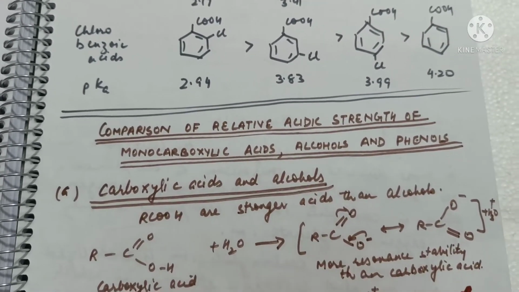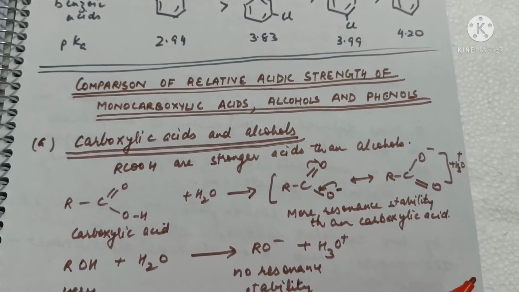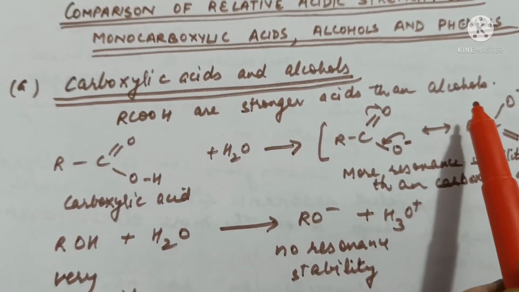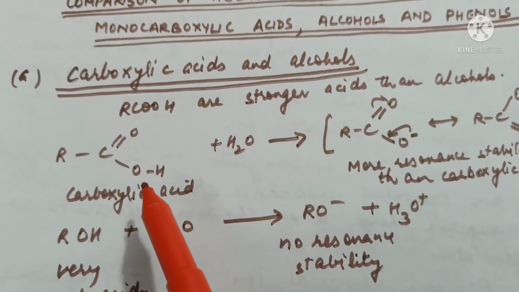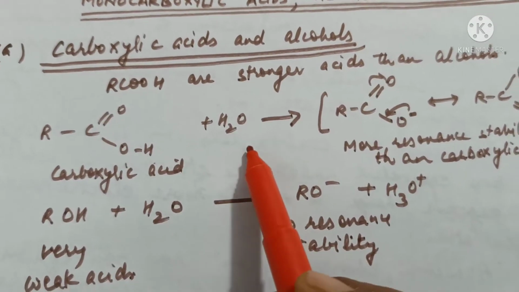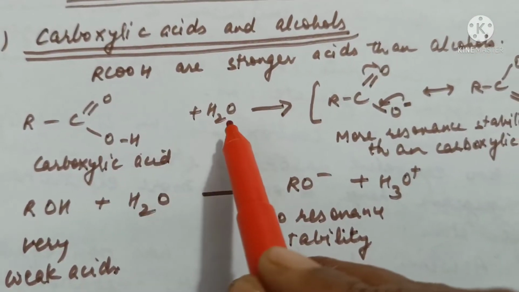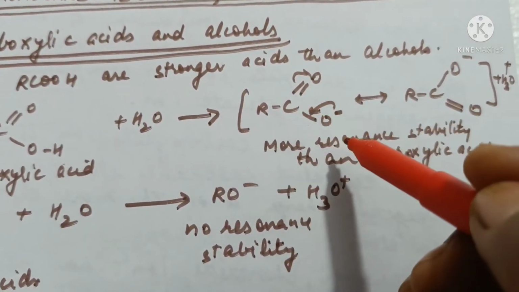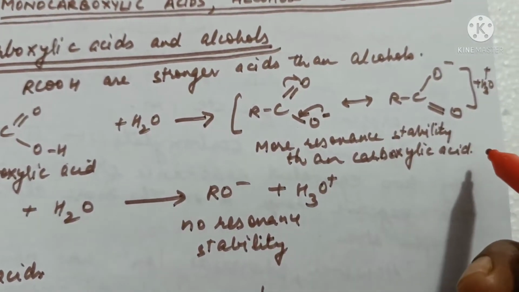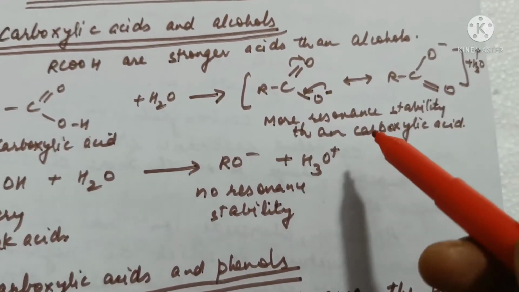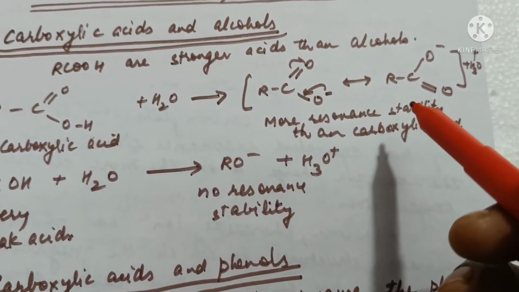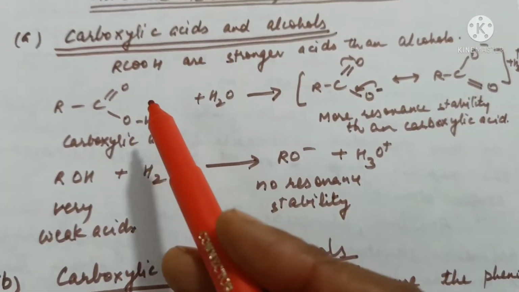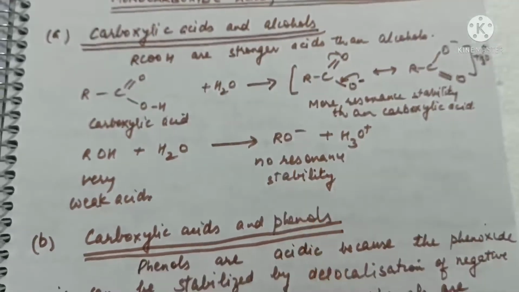Comparison of relative acidic strength of monocarboxylic acids, alcohols, and phenols. Carboxylic acids are stronger acids than alcohols. Carboxylic acid will give a proton to water to form hydronium ion, and itself will form the carboxylate ion, which is resonance stabilized. The carboxylate ion is more resonance stabilized than the alkoxide ion, which does not have resonance stability. So carboxylic acid is the stronger acid.